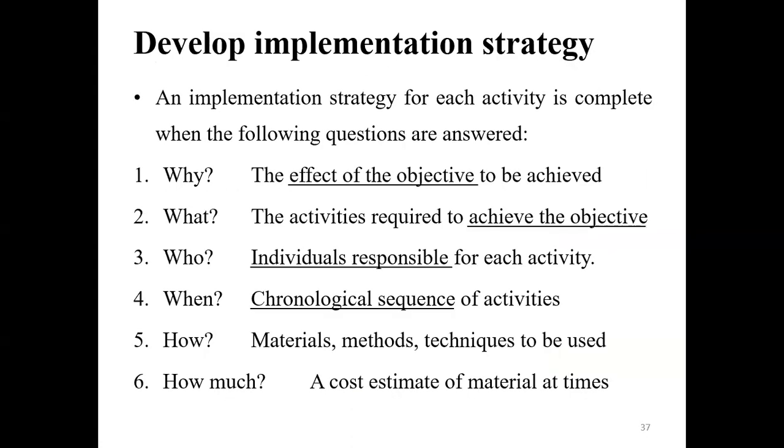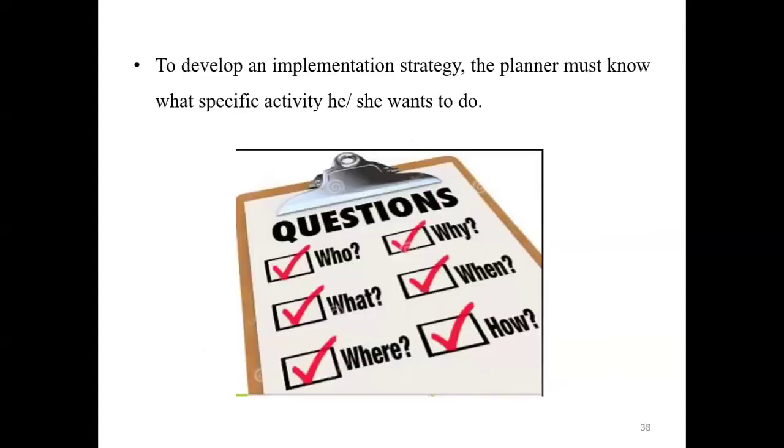Next is the development of the implementation strategies, which is completed by asking the following questions. Why? That is the effect of the objective. What? Activities required to achieve the objectives. Who? The individuals. When? The chronological sequence. How? The materials and methods. And how much is the cost? To develop an implementation strategy, a planner must know what specific activity he or she wants to do.